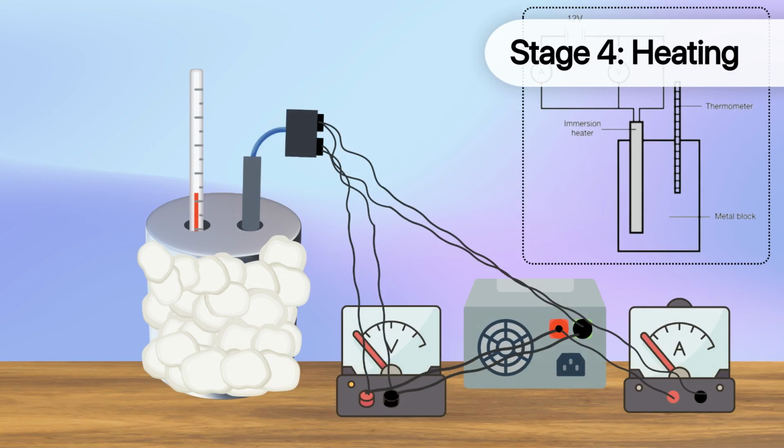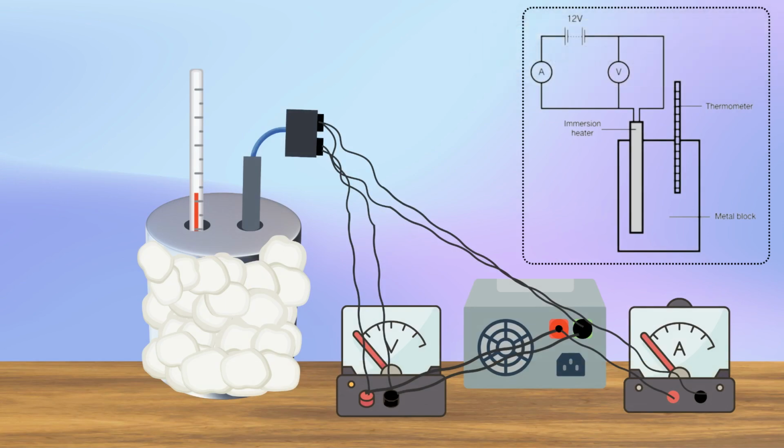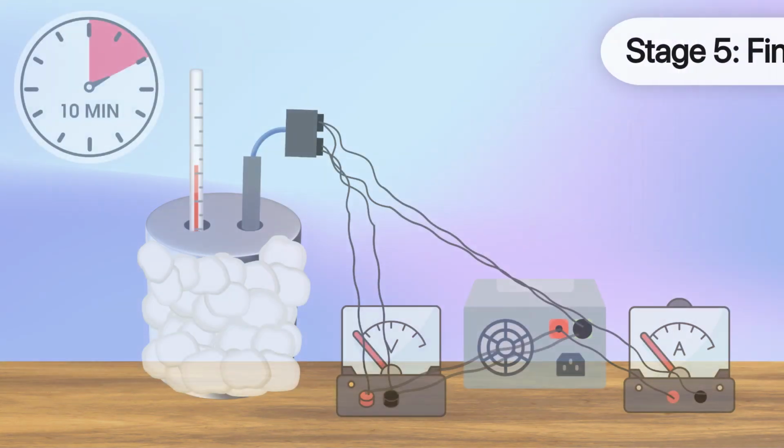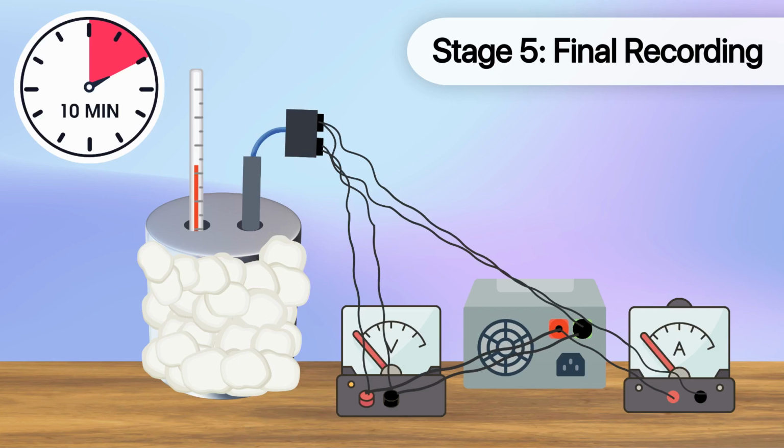Switch on the power supply to start the experiment and begin recording the time. As the immersion heater begins to transfer energy to the metal block, keep a close eye on the thermometer. Once 10 minutes have passed, note the reading on the voltmeter and ammeter. These values represent the energy supplied to the heater during the experiment. Now you can promptly switch off the power supply.